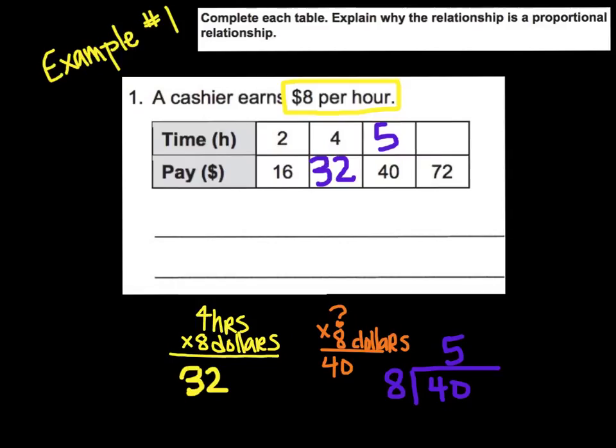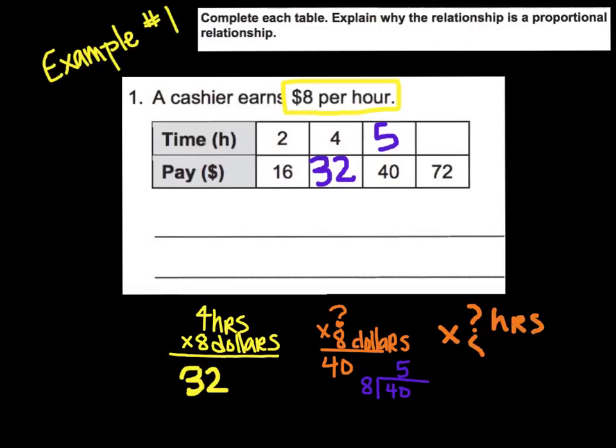Then the last box has $72, but I don't know how many hours the person worked. So I'm going to set this up the same way. I don't know how many hours the person worked, but I know they're going to get $8 per hour. And the question tells me that they already earned $72 total dollars. For this question, again, we're going to have to work backwards.